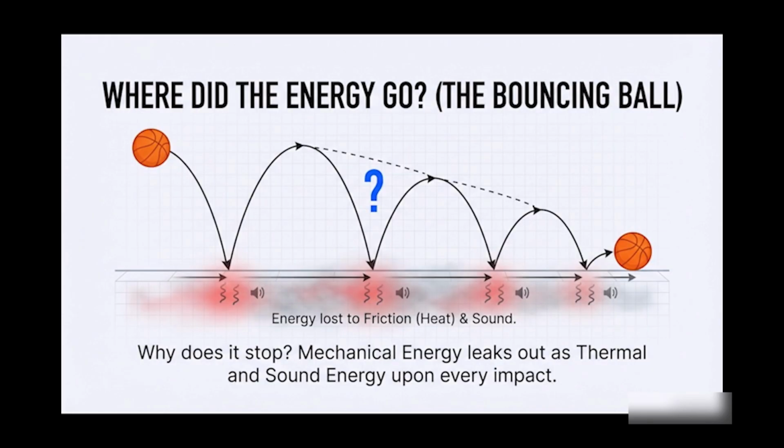Where did the energy go? Think about a bouncing ball. Why does it eventually stop? Every time it hits the floor, some of the mechanical energy leaks out as thermal, or heat, and sound energy. The energy isn't gone from the universe. It's just moved into a form that doesn't help the ball bounce anymore.